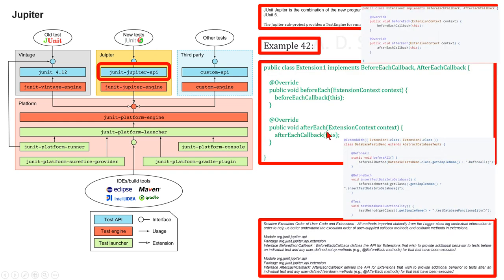Now we are considering the relative execution order of user code and extensions, and the wrapping behavior of callbacks. All methods are imported statically from a Logger class to log contextual information, in order to help us better understand the execution order of the user-supplied callbacks and callback methods in extensions.